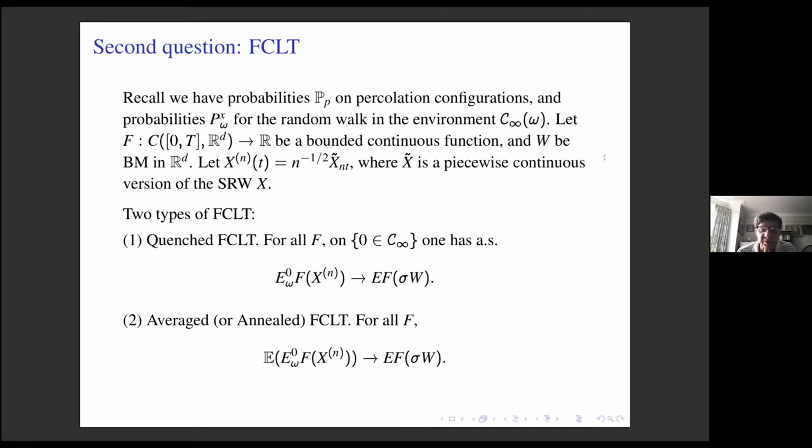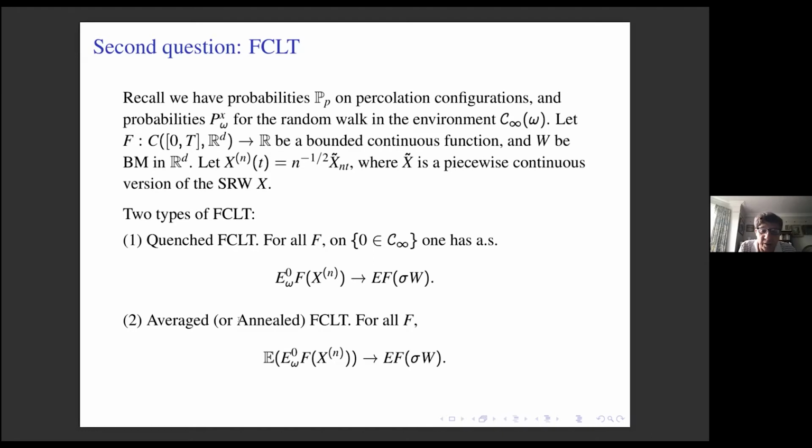Then there are essentially two different types of functional central limit theorem. A quenched FCLT, which says that on the event when zero is in the infinite cluster, for each F, almost surely one has that these functions converge to the corresponding function of Brownian motion. So that's basically saying that almost surely, you choose your omega, and unless you're unlucky and choose an omega in a set of probability zero, on that random graph you're going to have the rescaled result, which gives you the functional central limit theorem. And the second kind, weaker, is the averaged or annealed FCLT, which says that if we look at the average of these quantities, then we get that convergence.